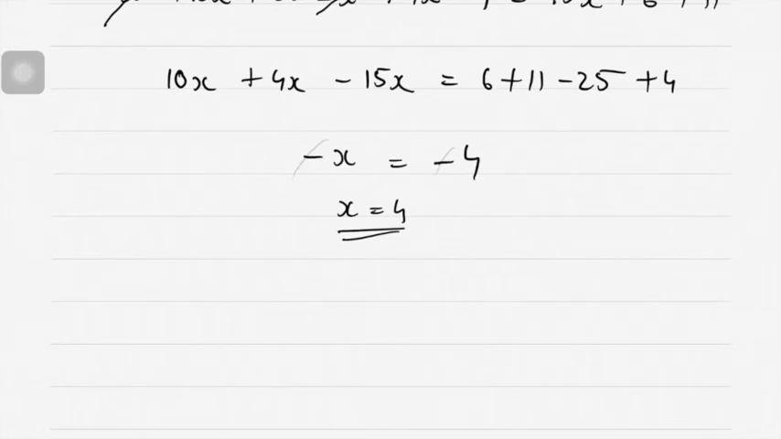Now what I can say is minus x means minus 1x, right? So I'll bring that minus this side, which is minus 4 upon minus 1. So minus minus cancel, which is equal to 4. Okay. So x is equal to 4.